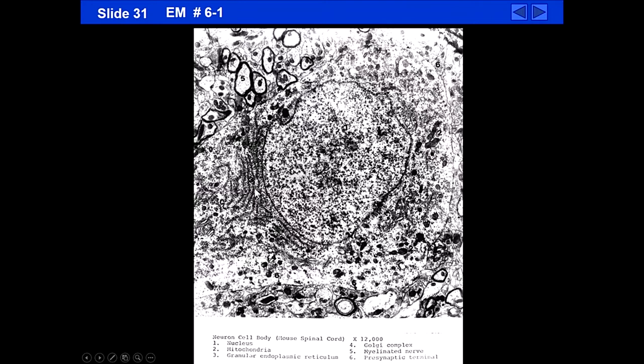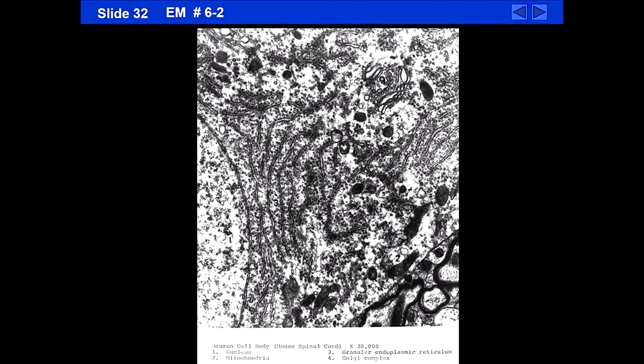Okay. Here's more rough endoplasmic reticulum. Again, number 3. Let's see, what are we labeling here? 1 is the nucleus. Okay, here's the nucleus over here. Mixture of hetero and euchromatin. Mitochondria. Here's number 2. Okay, here's mitochondria. Is there a 2 there? Here, here it is, here, and here.